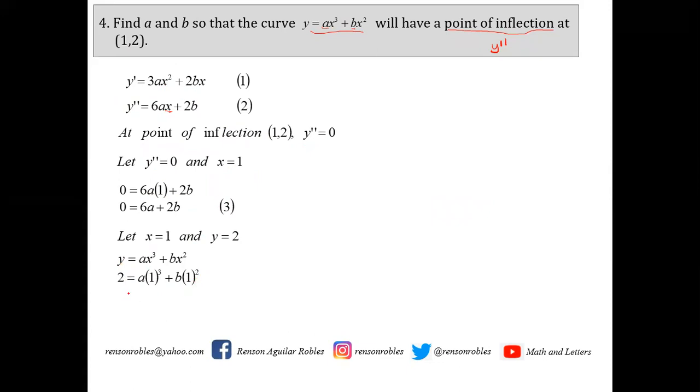And then we have 2 equals a plus b, and therefore we can say that a equals 2 minus b. And then we will be using this expression to replace a here, so we can get the value of b. So therefore, we shall have 0 equals 6 times (2 minus b), that's a, plus 2b. And then we distribute the 6 to each term inside. So that will become 0 equals 12 minus 6b plus 2b. And then you combine these two, and that's negative 4b. And therefore, b equals 3.